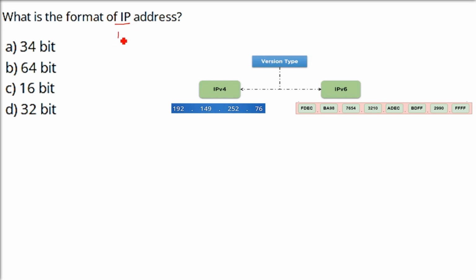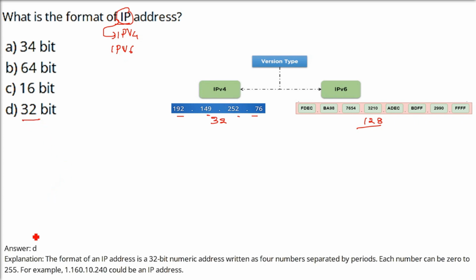But if this question has come for IPv4, it can be: what is the format of an IPv4 address, or the question can be: what is the format of an IPv6 address. So IPv4 is a 32-bit address, 8.8.8.8, all decimal dotted, and IPv6 is 128-bit, 16 repeated 8 times. So 16 into 8 is 128. We generally talk about IPv4 by default, but since computers and systems have advanced, people have started using IPv6. So the format of an IP address is a 32-bit numeric address written as 4 numbers separated by periods.